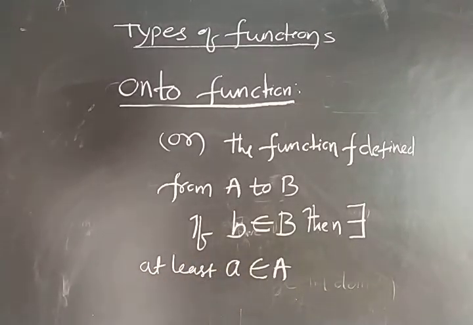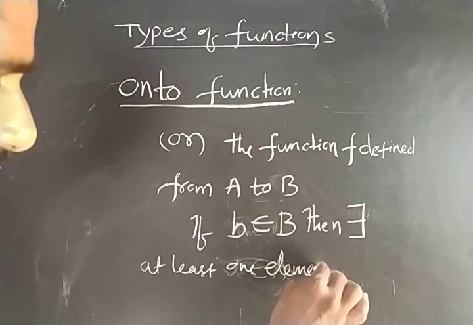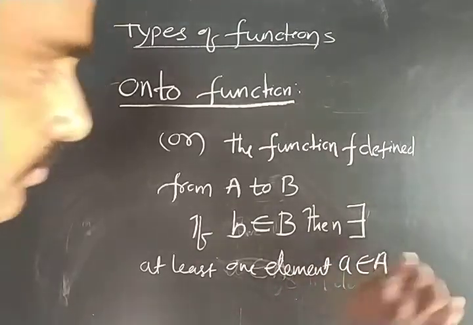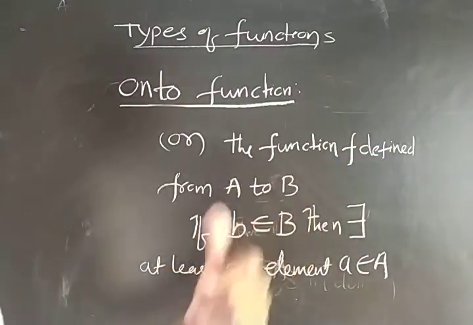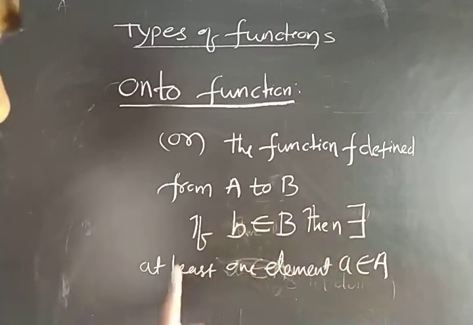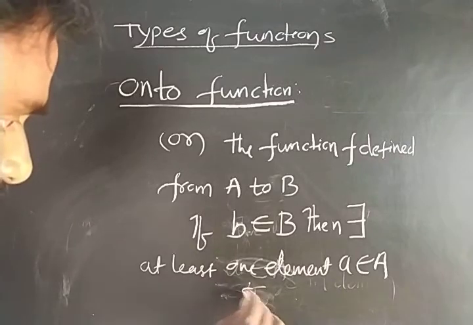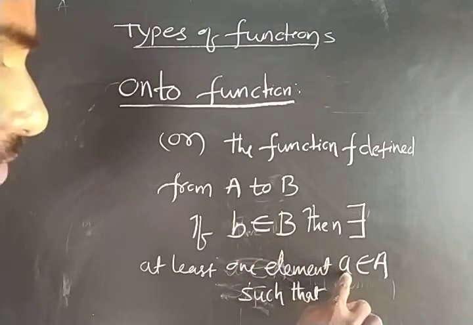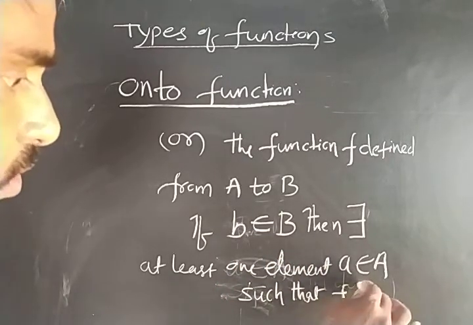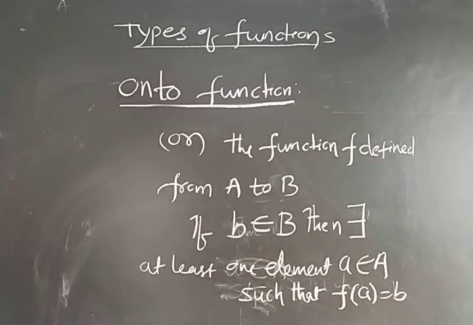At least one element, small a, belongs to capital A. See, mathematically how I am writing. The function f is defined from A to B. If any element exists in B, then there exists at least one element in A such that B should be the image of A. Why? Because A is the pre-image. So if you find the image of A, we should get B. Okay, this is the onto function definition.